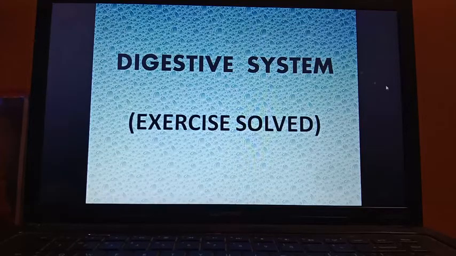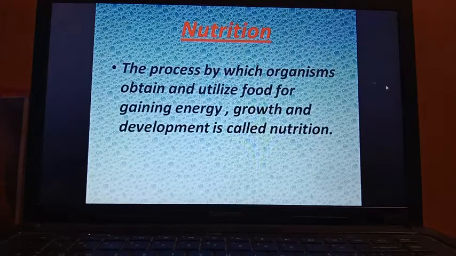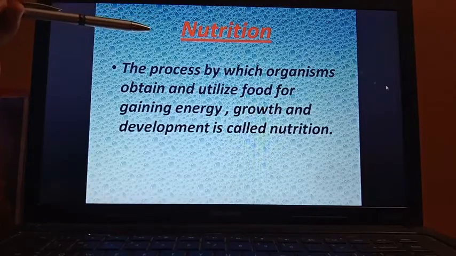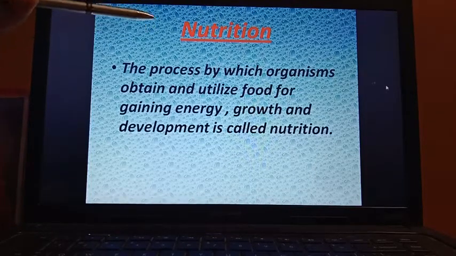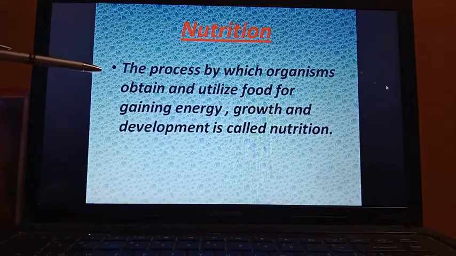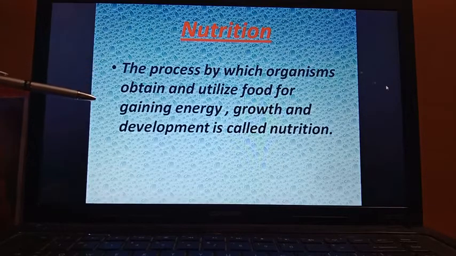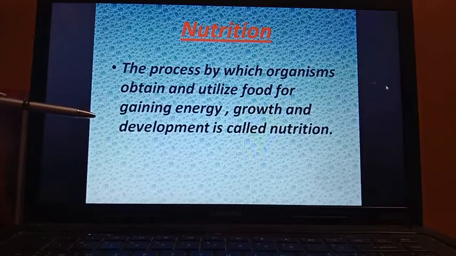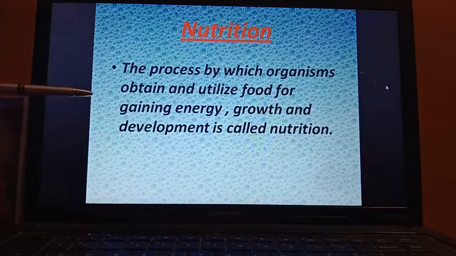Now next are the short answer questions. In that, the first question is, what is nutrition? What are the various steps in nutrition? So what is nutrition? The process by which organisms obtain and utilize food for gaining energy, growth and development is called nutrition. Students, I am requesting you, please write down the answers.